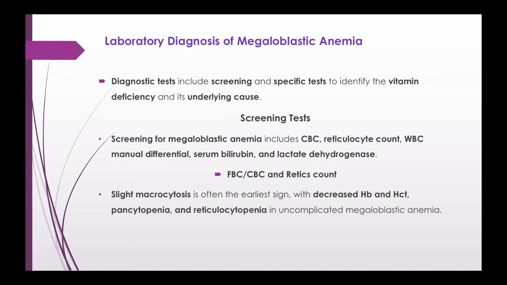Lab diagnosis of megaloblastic anemia. Megaloblastic anemia diagnostic tests include screening test, specific test, and which is used to identify the vitamin deficiency and underlying causes.